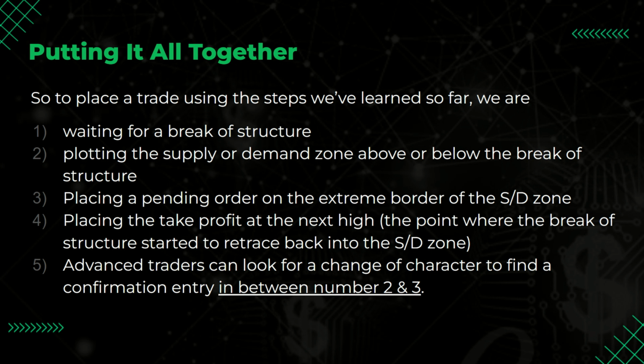So if you're a more advanced trader and you want a confirmation entry, you can look for a change of character, which you would be doing in between steps 2 and 3. And so this is actually technically a 5-step process if you're using a change of character. If you're not using a change of character, then it's simply 4 steps. And I will leave it up to you to decide how you want to trade going forward.